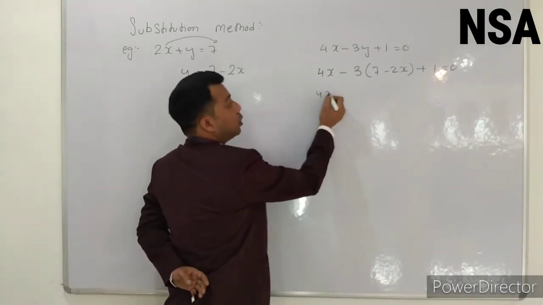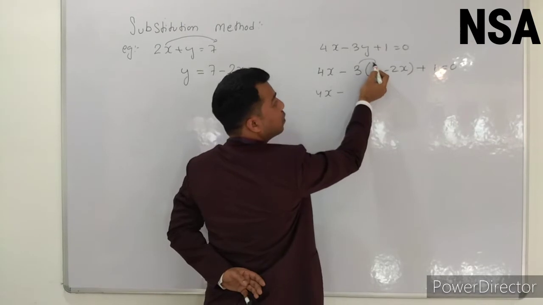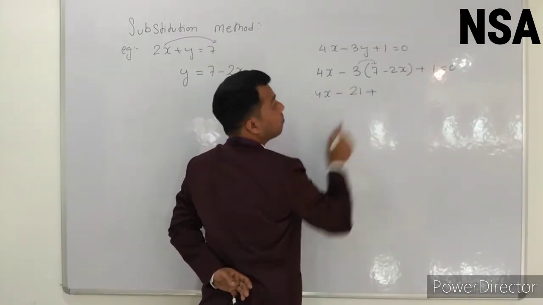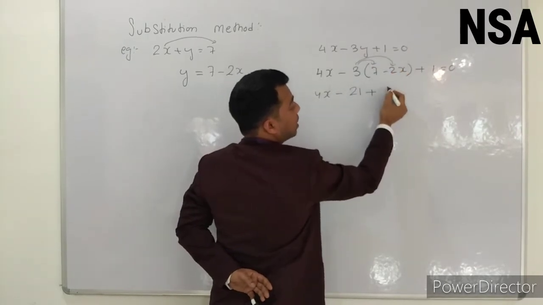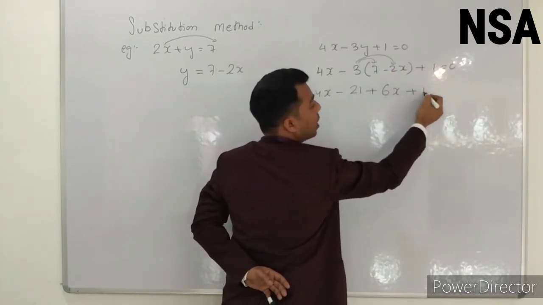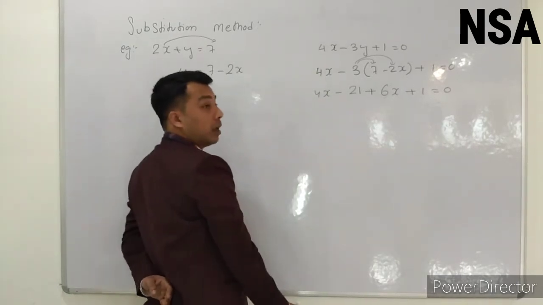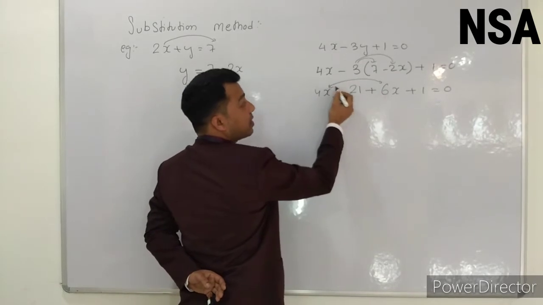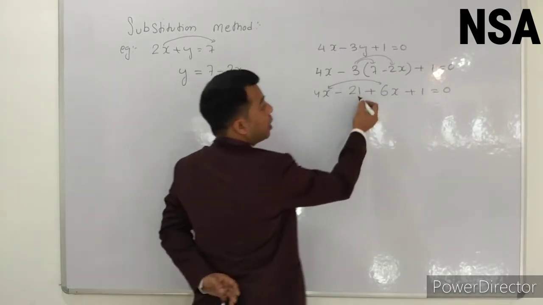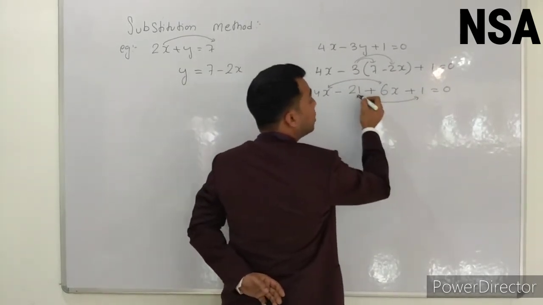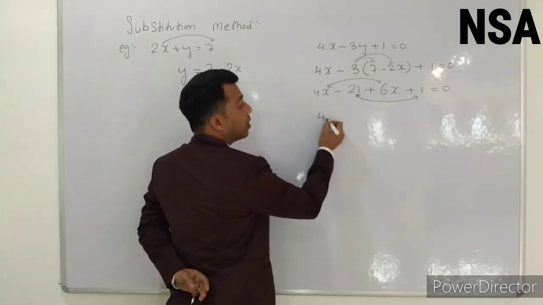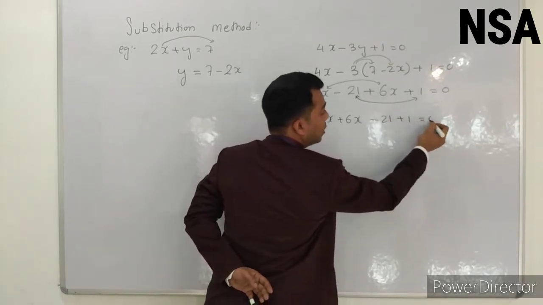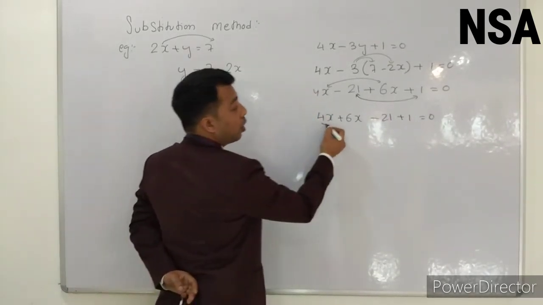Next step, you open the bracket. If you open, it gives you 21. Multiply the sign, so it gives you plus. Multiply with this one, so it gives you 6x plus 1 equals 0. Now you need to solve this by bringing the like terms together. So 4x and 3x are your like terms, and 21 and 1 are your like terms. You bring them together, so it comes as this.